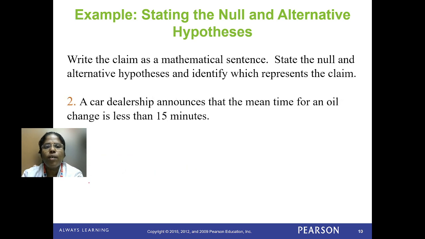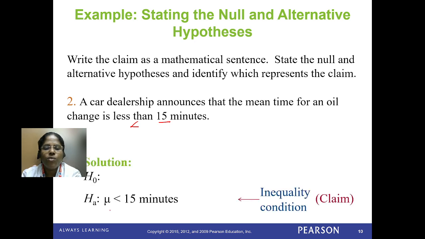The next example, a car dealership announces that the mean time for an oil change is less than 15 minutes. So here they are using the less than symbol. So your H naught will not be a less than. So first of all, we need to write H1 as mu less than 15, because this is our claim. So inequality condition. After that, we need to write H naught as greater than or equal to, the complement of HA.